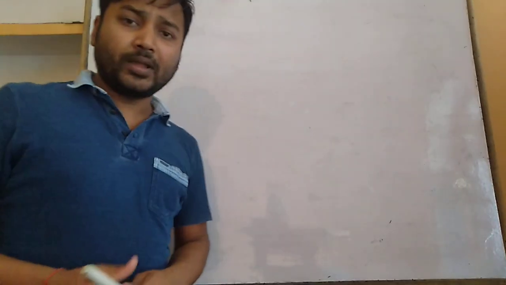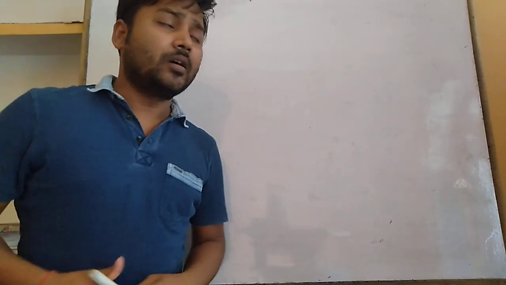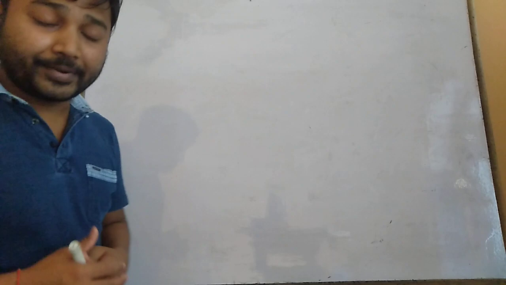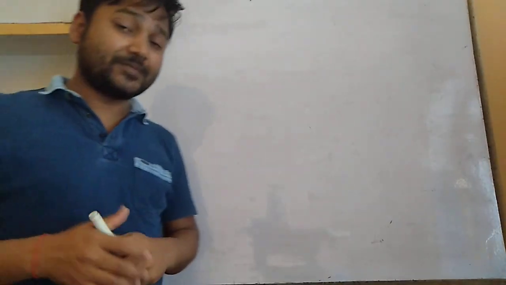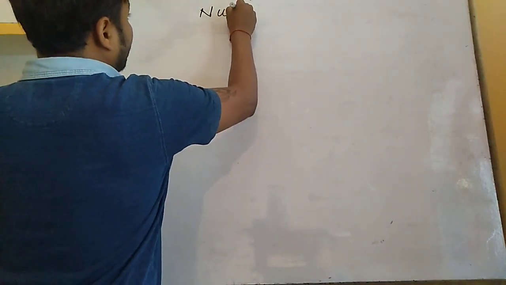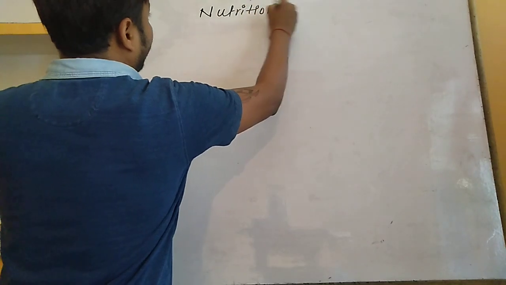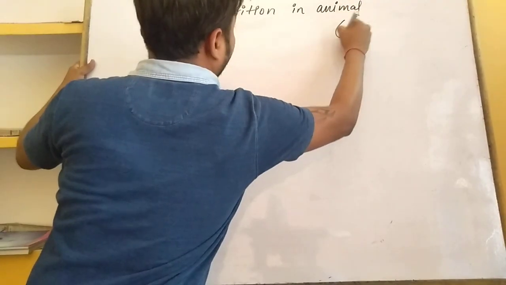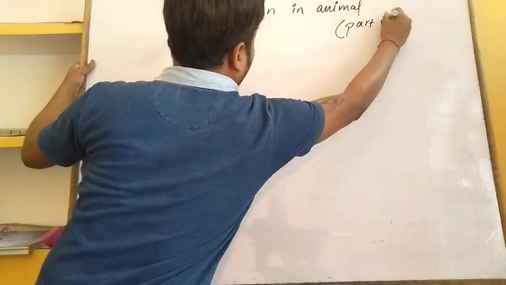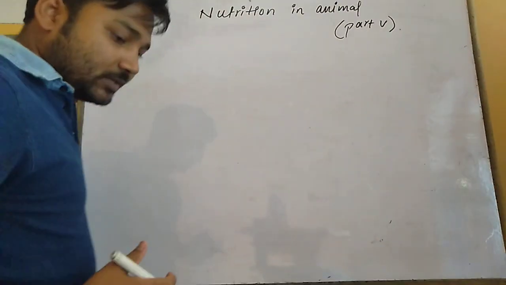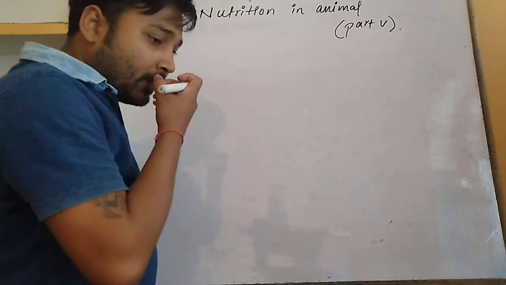Now I will start today's Nutrition in Animal Part 5 from the large intestine, which also plays an important role in the removal of waste material as solid waste in the form of feces from our body. So let me write first: Nutrition in Animal Part 5. Let me draw the diagram, because it is possible to make you understand with the help of a diagram.